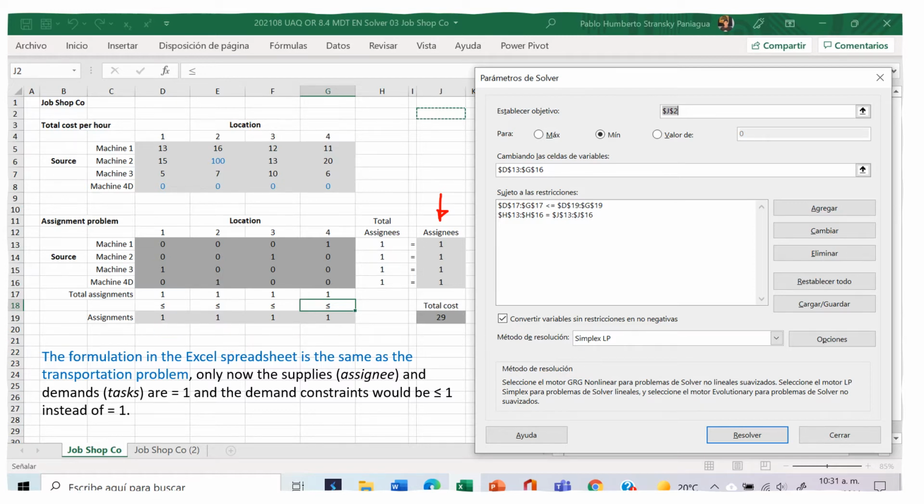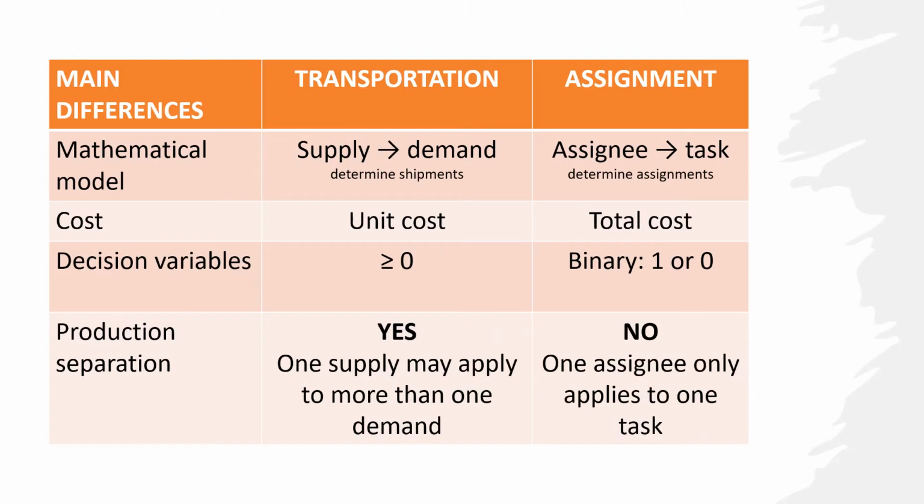Here, the formulation in the Excel spreadsheet is the same as the transportation problem. Only now supplies, assignees, and demands are equal to 1. And that demand constraint or restriction would be using equal instead of less or equal. So we have to be careful with our restrictions. We run Solver, and then we get a total cost. Remember to use the minimum for this.